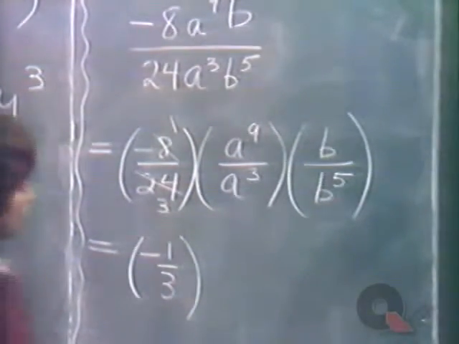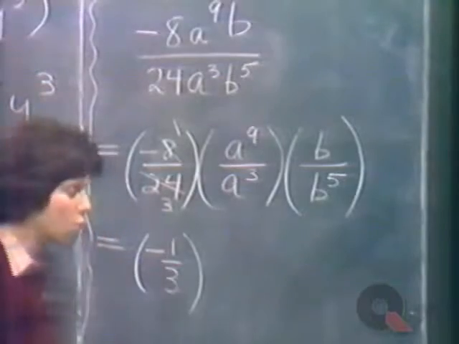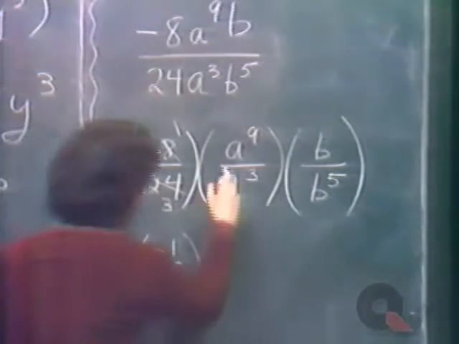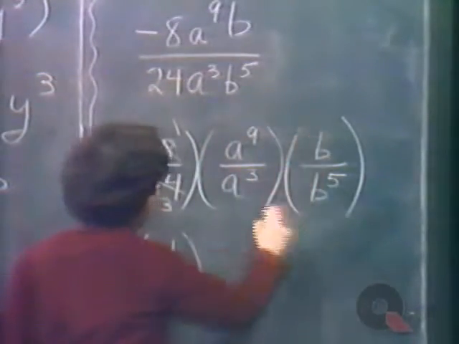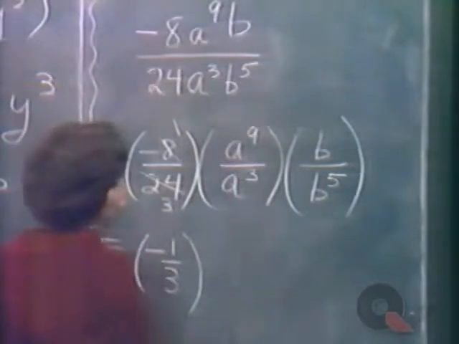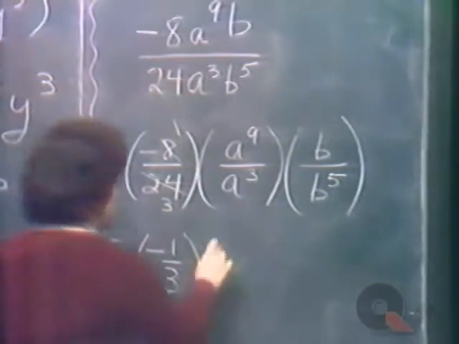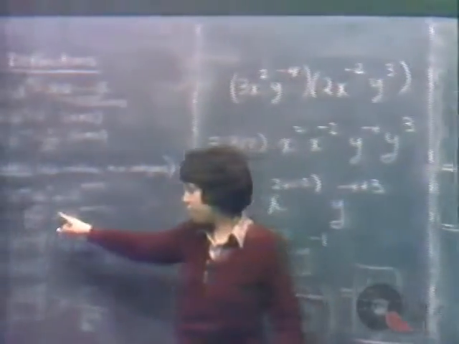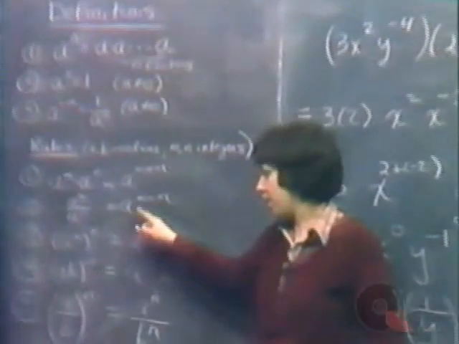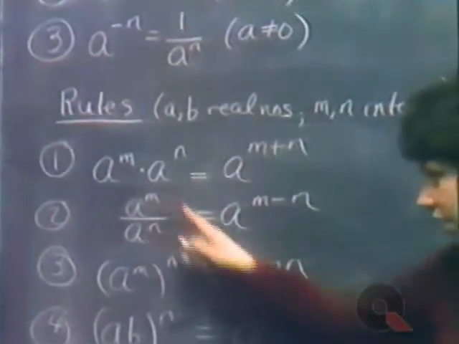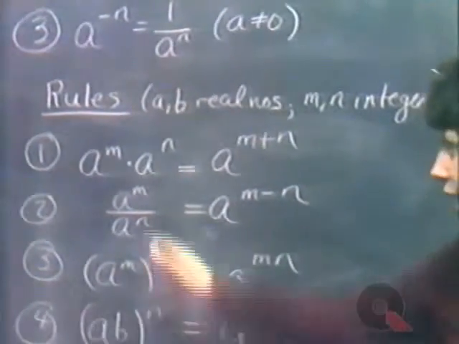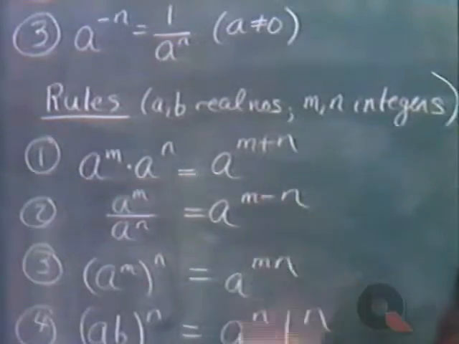Now you could do the same kind of thing on the a's and the b's, but I don't want to. I want to instead use the rules, and you'll see in the next example why I'm insisting on you using the rules. If you had canceled, you would have 9 a's on the top and 3 a's on the bottom. You would cancel, you'd be left with a to the 6th on the top. Using the rules, we're using rule 2, by the way, in this example. a to the m over a to the n is a to the m minus n. We are dividing, same base. We keep the base, we subtract the powers.